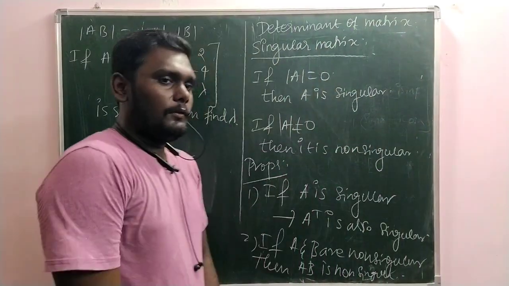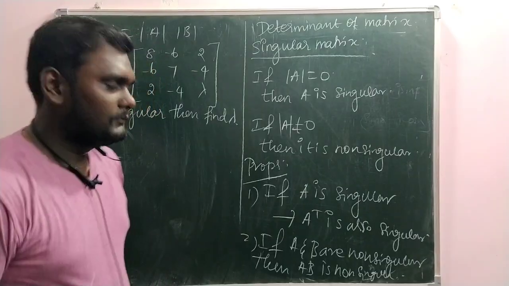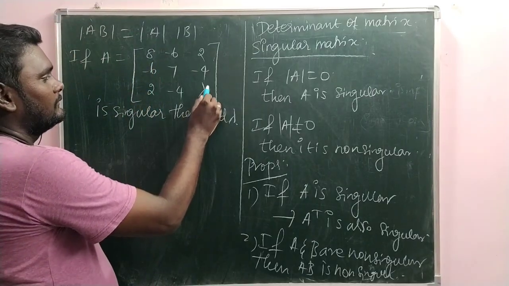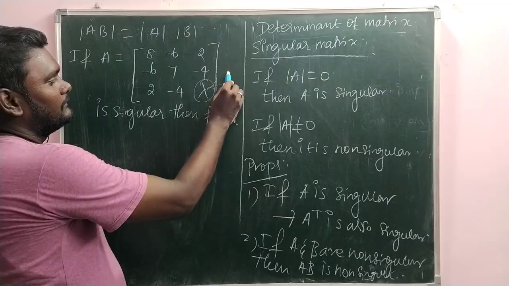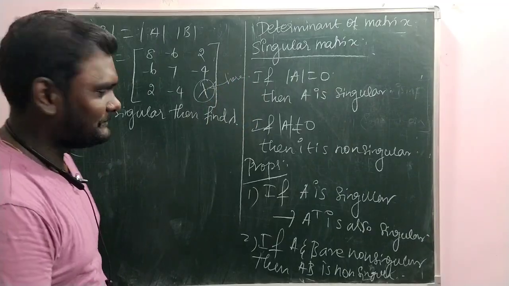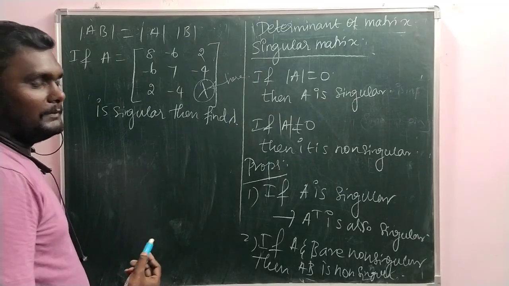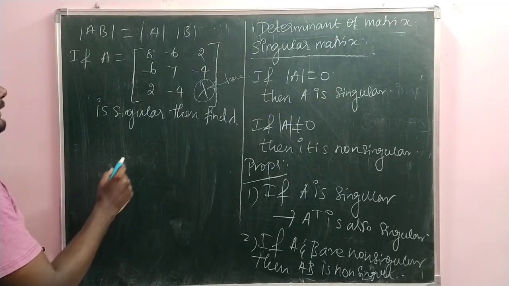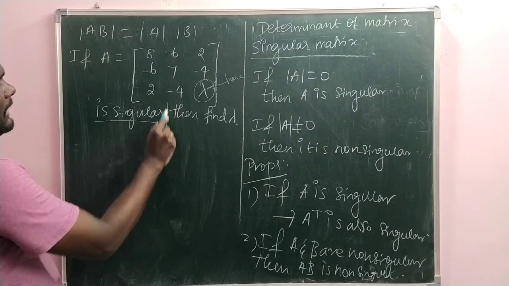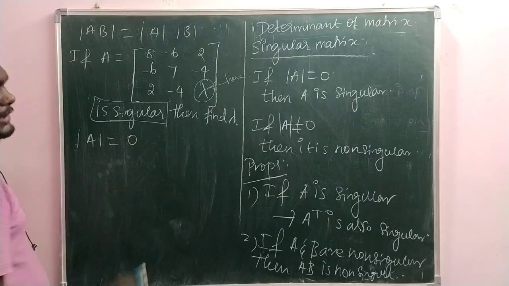There is one easy method to find the lambda, you know. See, here it is, we found. Okay, we should find the value of the lambda. How to find the value of lambda? It is said that the matrix is singular, that means the determinant of A will be 0.